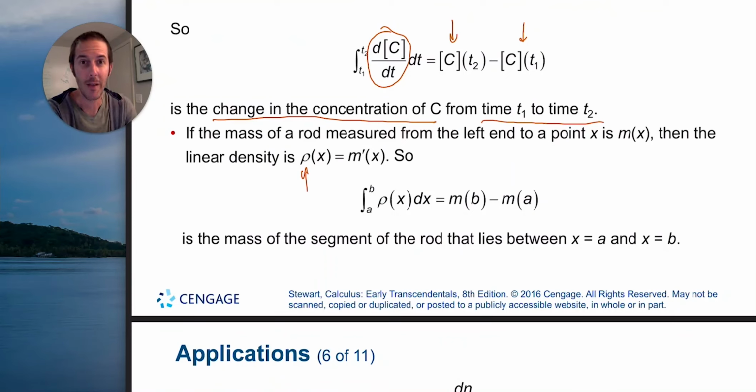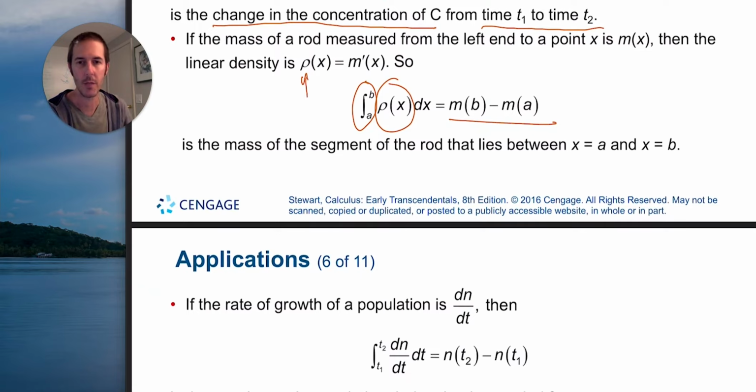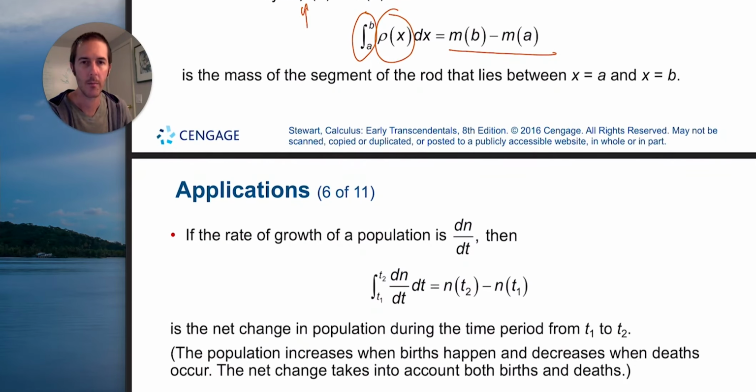So P of X is going to represent the first derivative of our mass function, and then we're going to integrate that derivative, and it takes us back to the mass function so we can find a change in mass, and what that ends up helping us determine is the mass of a segment of the rod between A units and B units out into the rod.